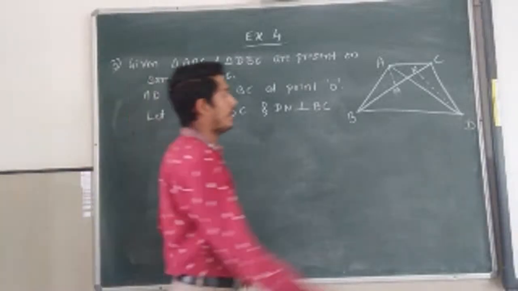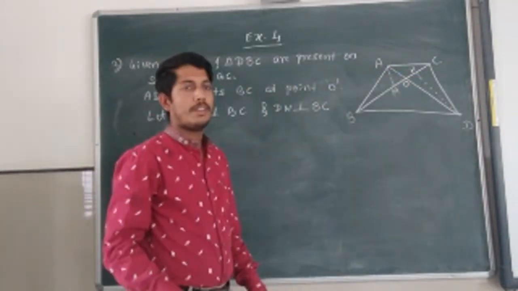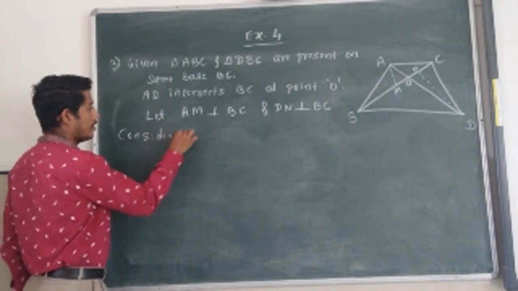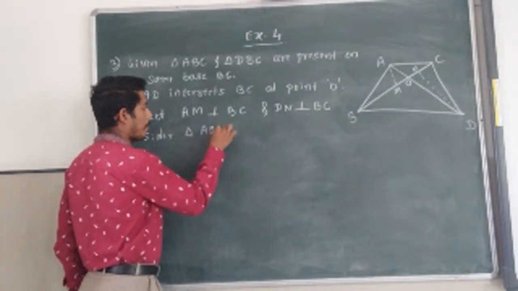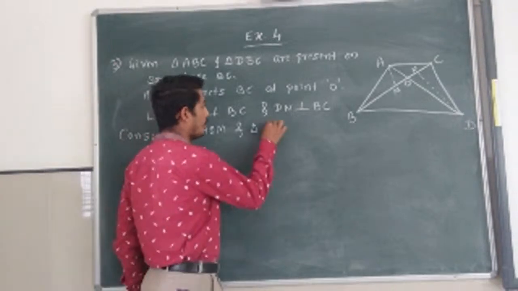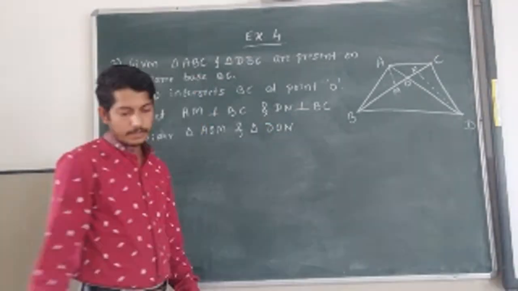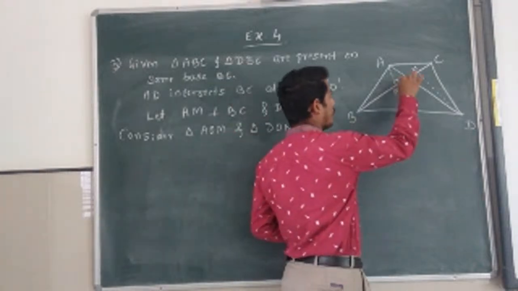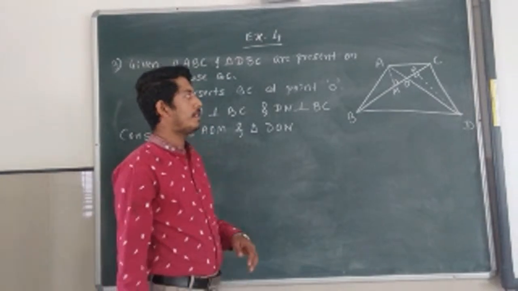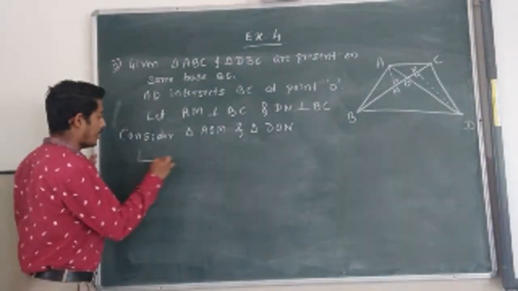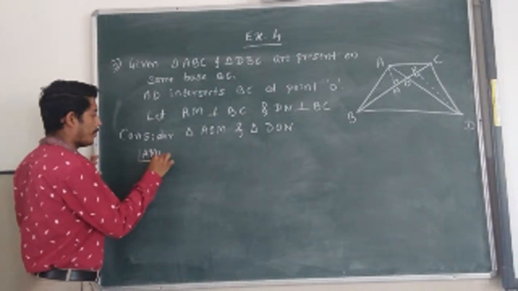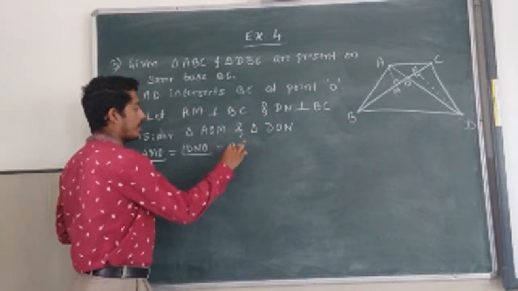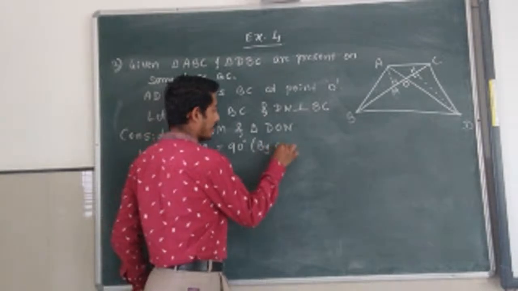Now I consider the point O. I'll consider triangle AOM and triangle DON. Since the lines are perpendicular, the angles are equal to 90 degrees. So angle AMO equals angle DNO, which equals 90 degrees. The reason is by construction.